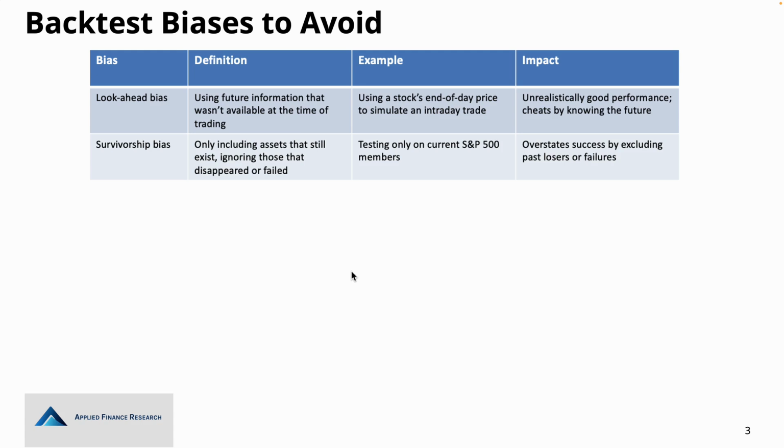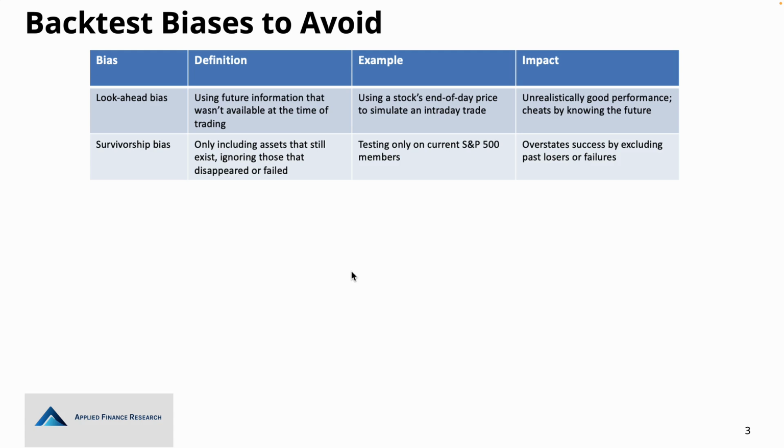The next bias up is survivorship bias, and this is only including assets that still exist and ignoring those that disappeared, failed, or went out of business along the way. An example would be if you run a test only on current S&P 500 members, for example, or Dow Jones Industrial Average members, but you don't include the ones that fell out of the index or went out of business along the way. Again, the impact of this is it's going to overstate performance because it excludes past losers or past failures or past underperformers.